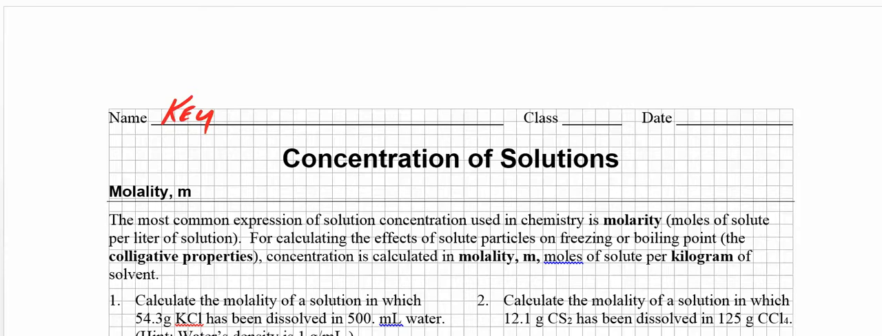All right, let's go ahead and get started. I do want to welcome you to this worksheet. This is concentration of solutions. You are going to need a calculator and a periodic table for this one, so if you don't have those handy, go ahead and pause the video and we'll get started.